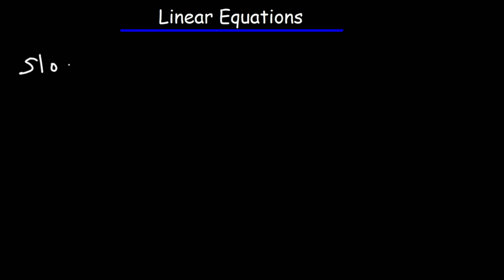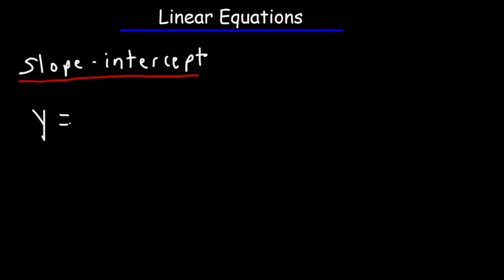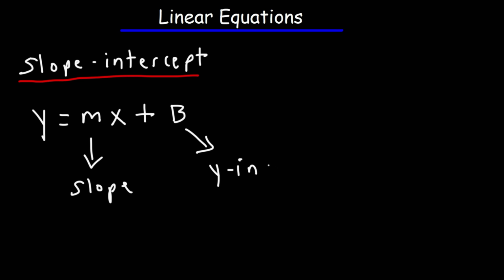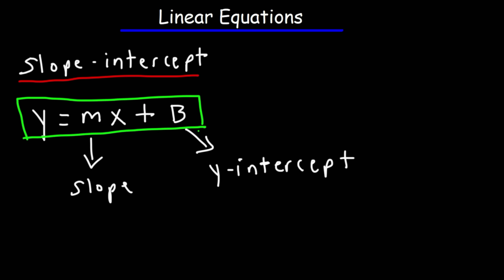The first one is known as the slope-intercept form. In the slope-intercept form, the linear equation is written this way: y is equal to mx plus b. M represents the slope, which we'll talk about later, and b represents the y-intercept. We'll also talk more about that later as well. But for now, you want to write this equation. So this is the slope-intercept form of a linear equation.